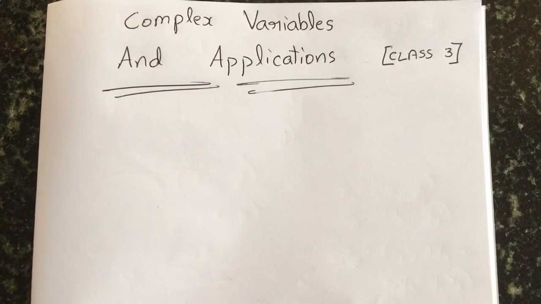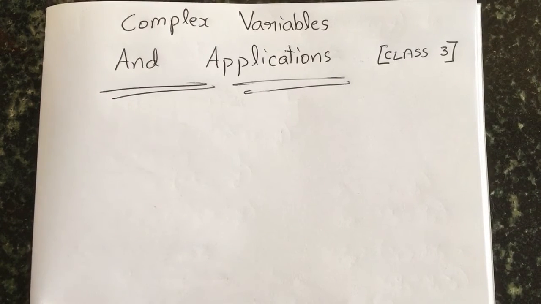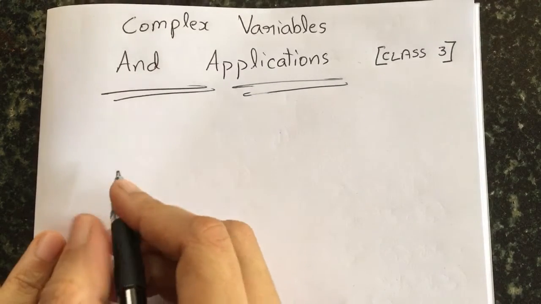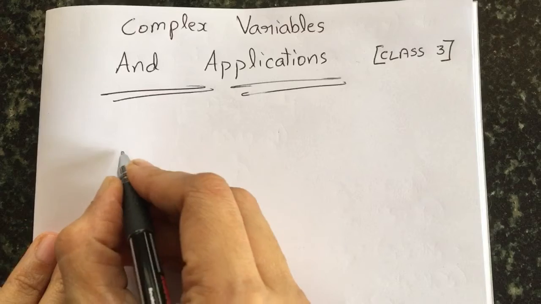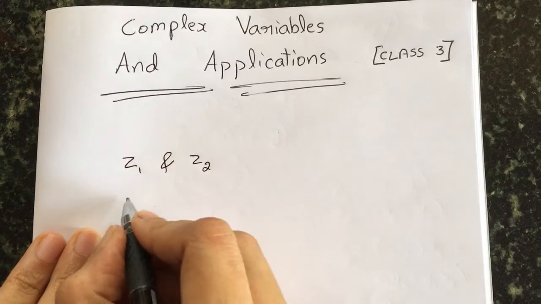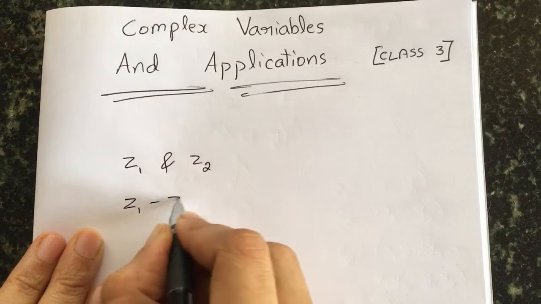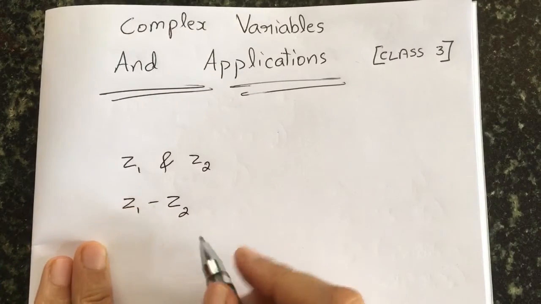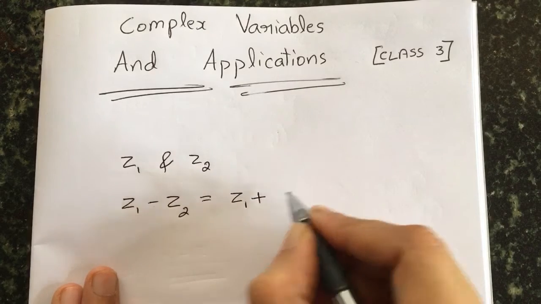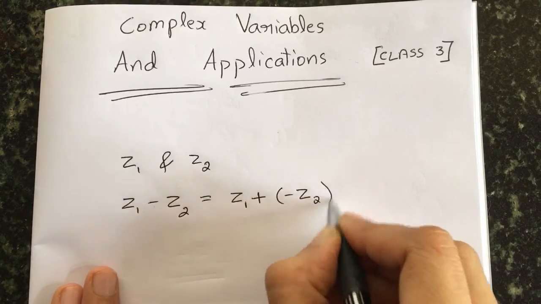Welcome to Math World. Today's class, let us learn a few more properties of complex numbers along with some examples and problems. I have mentioned a few properties in my last class. If I have two complex numbers z1 and z2, and I want to find z1 minus z2, then this is the same as writing z1 plus minus of z2.